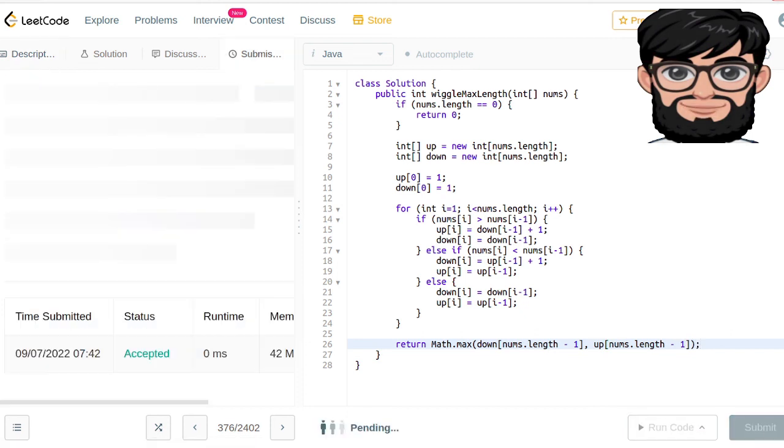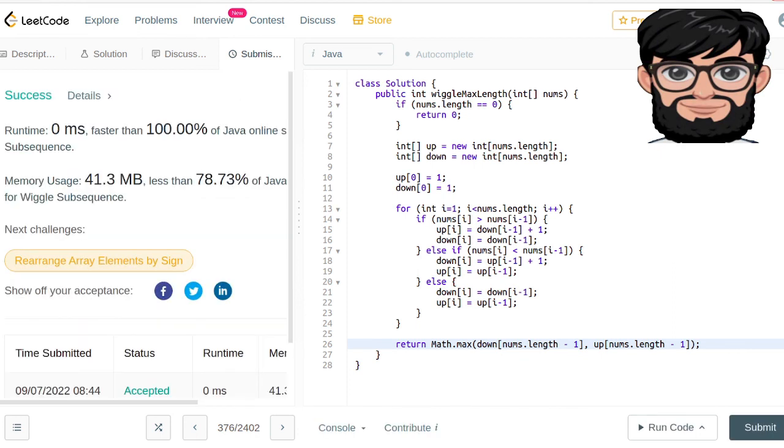Looking good. Let's submit that. And it works.